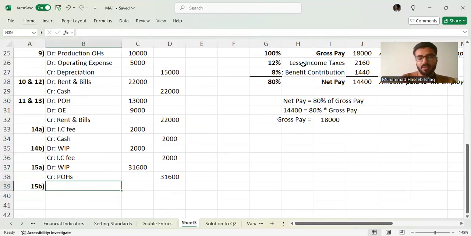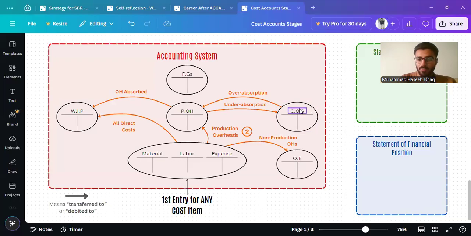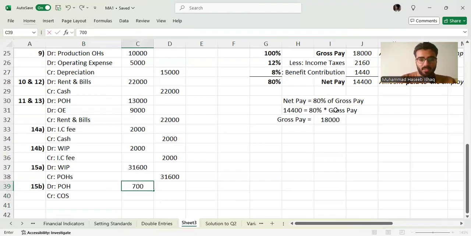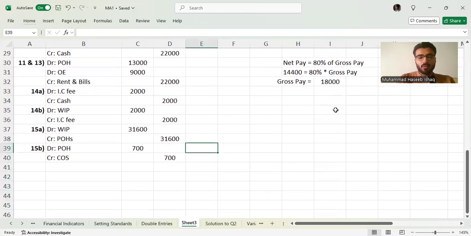So 15B, once we have debited the work in progress with the overhead absorbed amount, then obviously some balance remains on the production overhead account that would be called over or under absorption. If the balance is on the debit side, that means over absorption has occurred because the production overhead account now needs to be debited. So we write debit production overhead account and credit, where is it coming from? It is coming from the cost of sales account. So we have to credit the cost of sales account with the difference, which is 700. So this double entry is performed if over absorption has occurred.